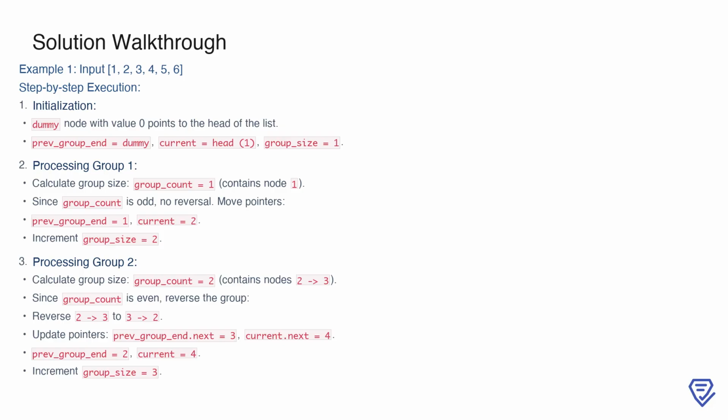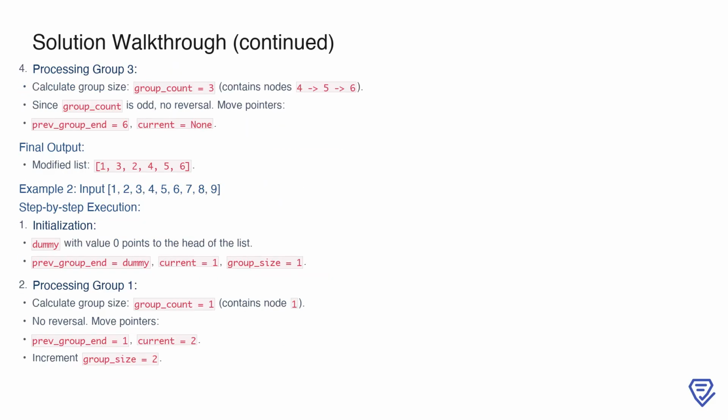Moving to the second group, we again calculate the group size, which is 2 this time, covering nodes 2 and 3. Because the group size is even, we reverse the nodes within the group. Reversing the sequence 2-3 results in 3-2. After updating the necessary pointers, prev_group_end now points to the new tail of the reversed group, and current advances to node 4. We then increment the group size to 3 in preparation for the next group.